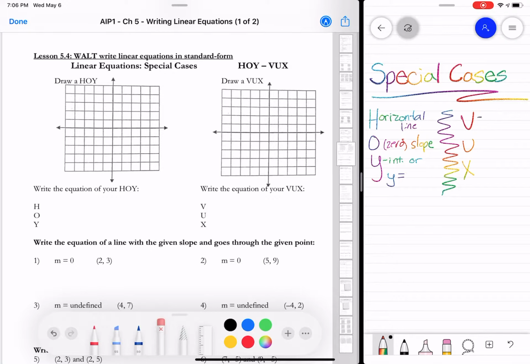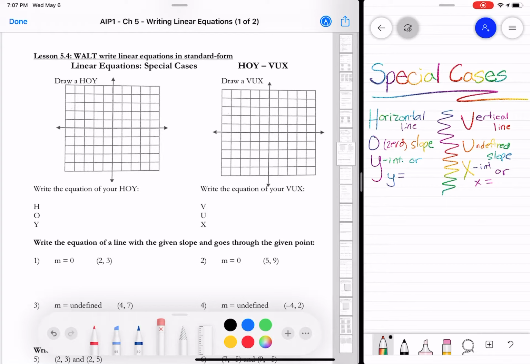Now for VUX, the V stands for vertical line because it's going to go straight up and down parallel to the y-axis. The U represents our undefined slope, right? That's when you usually get 0 in the denominator. 0 underneath means an undefined slope. And then the X, yep, you've got it. It's our x-intercept or our x equals equation.